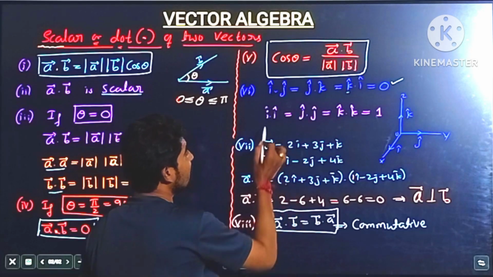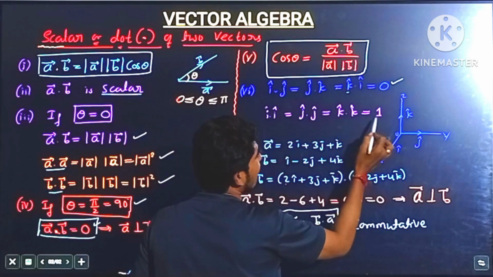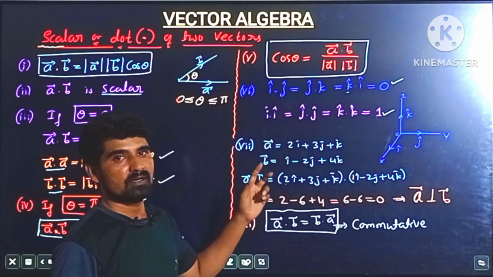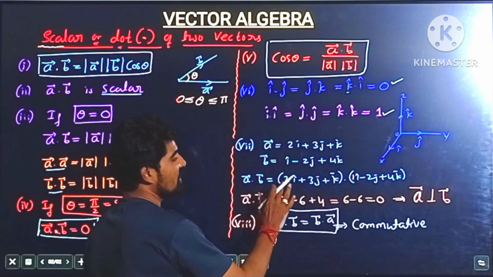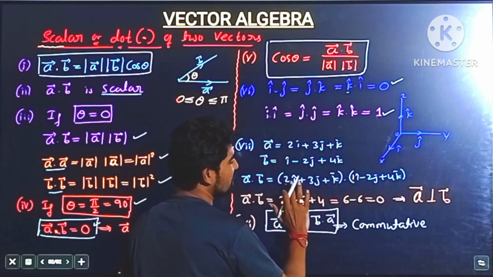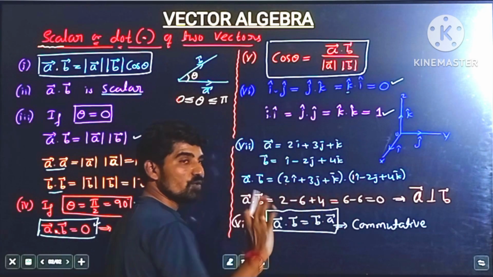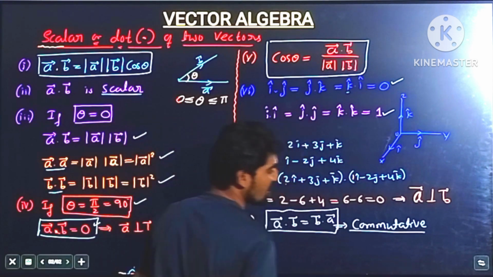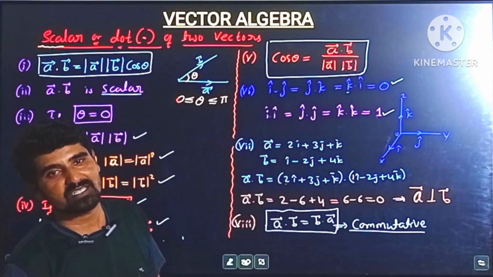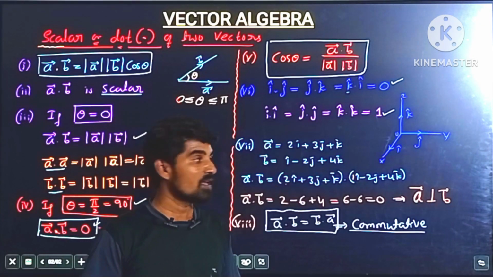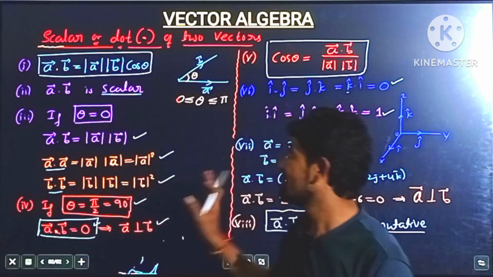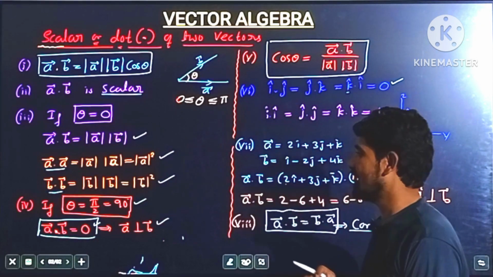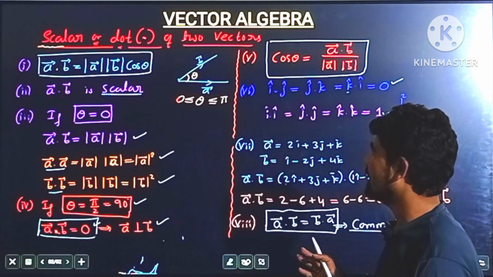So therefore, the value of i dot i, j dot j, k dot k is equal to 1. And the dot product of two vectors is obtained by multiplying the corresponding coefficients of i, j, and k in both the vectors. And dot product is commutative. And what is the last point? A vector dot B vector is equal to B vector dot A vector. I hope all of you understood the concept of scalar product of two vectors, or dot product of two vectors.